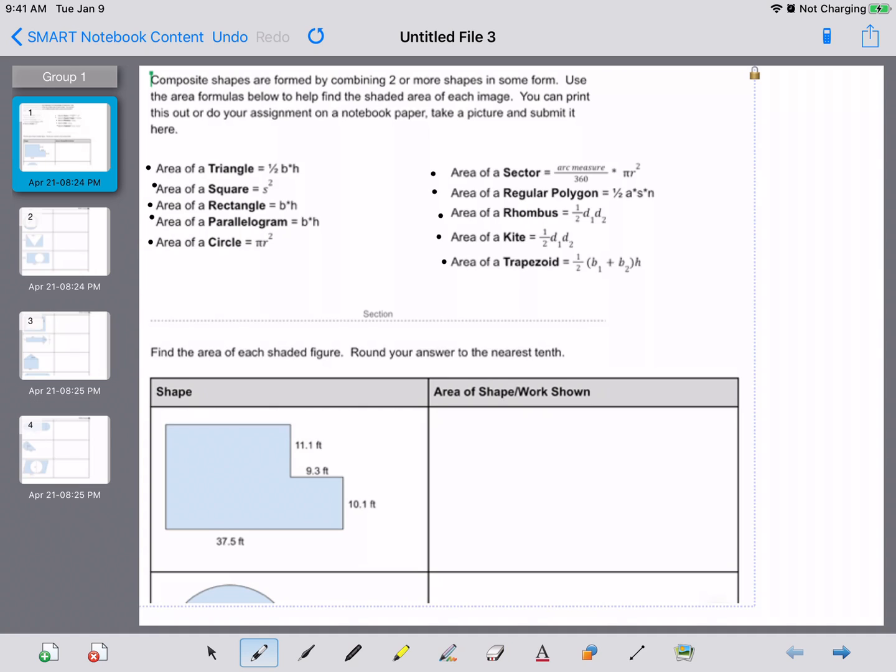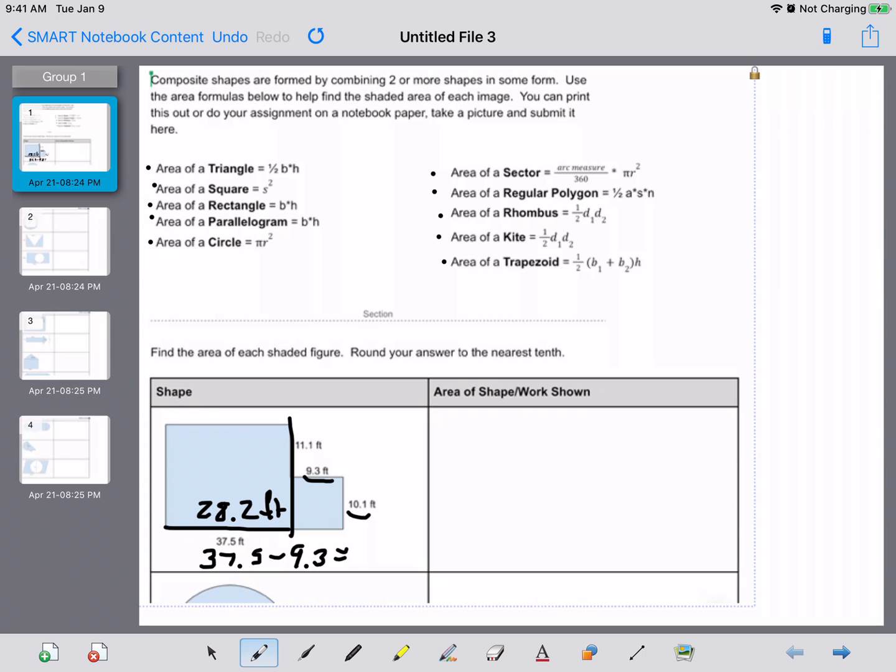The big thing is to try to see what you can do about breaking it down. I know that this is a 9.3 by 10.1 square. And I know that this length I'm looking for is 37.5 minus 9.3. So I take my 37.5 minus 9.3, and I get 28.2. So this length is 28.2, and that is feet.